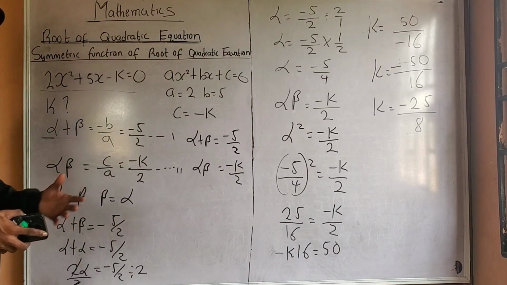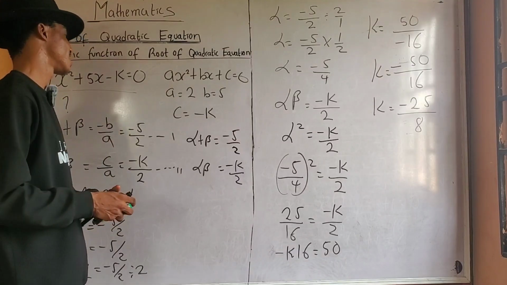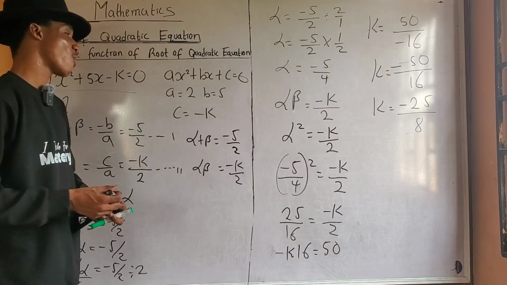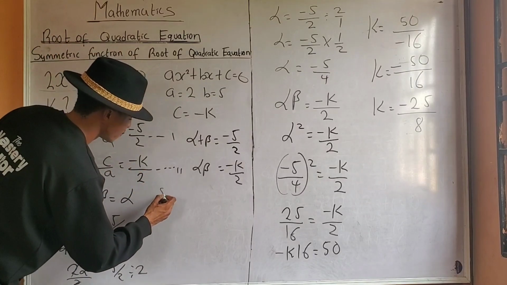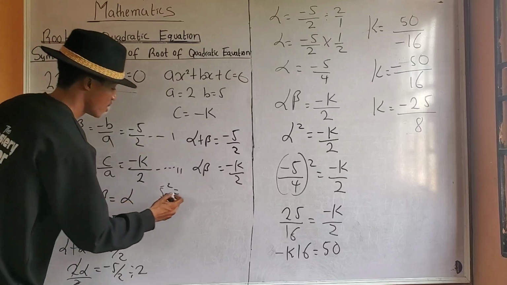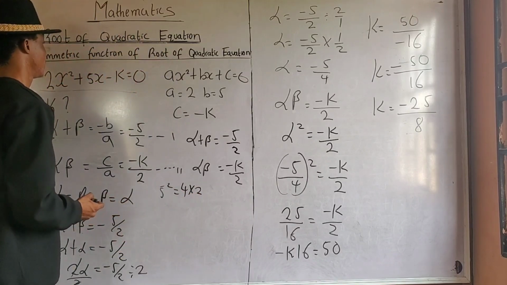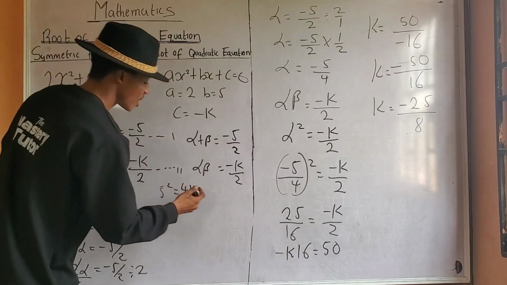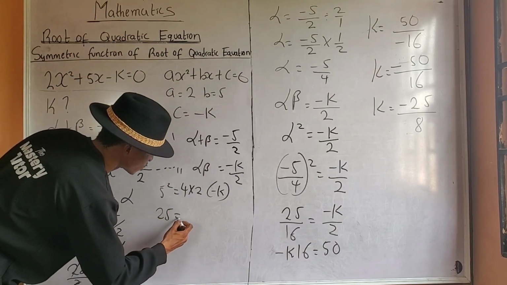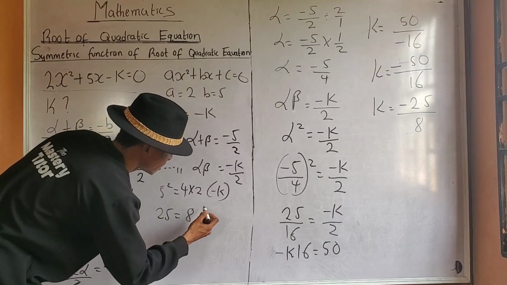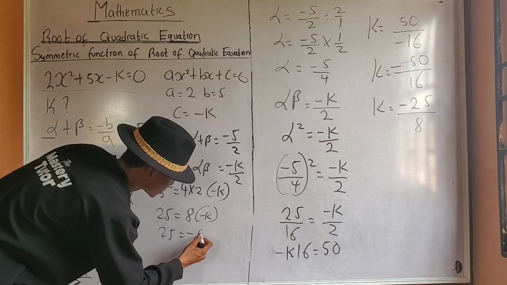Now, if you don't want to use this method, you can use the discriminant method. Are you getting it? b squared equals 4ac. Here b is 5, so I'm going to have 5 squared equals 4 multiplied by a. a is 2, 4 times 2 is 8. And c is negative k, so I'm going to multiply by minus k. 5 squared is 25. 25 equals 4 times 2 is 8, 8 multiplied by minus k. Now I'm going to have 25 equals minus 8k.